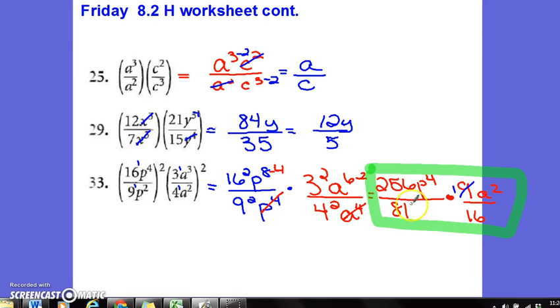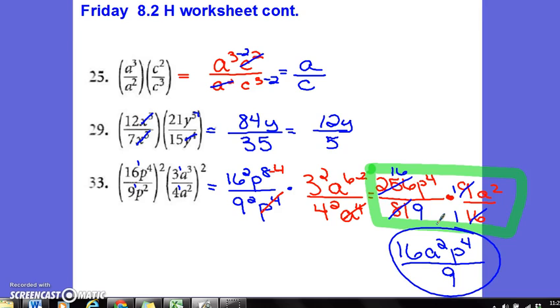9 goes into 9 once, 9 goes into 81 9 times. 16 goes into 16 once, 16 goes into 256 16 times. So what we have is 16 times 1 will give you 16. P to the 4th and a squared. So put the a first for alphabetical reasons. All over 9, because 9 times 1 is 9. And this is your ending answer. You could have multiplied everything together and reduced on your calculator if you wanted to get the same thing.